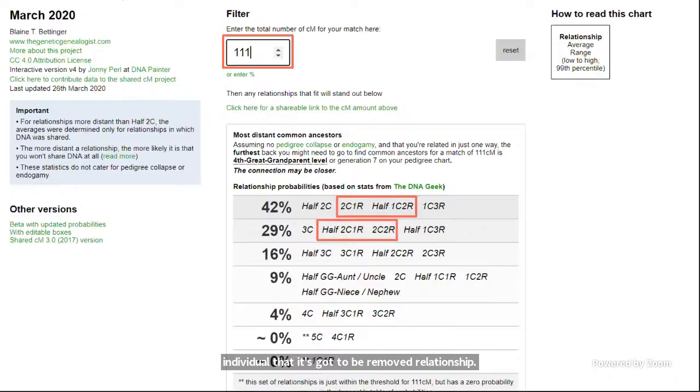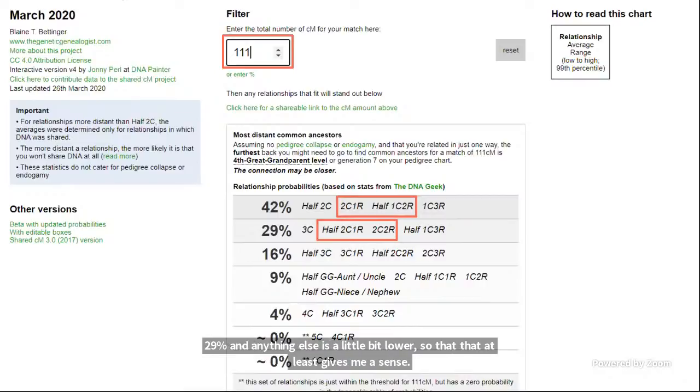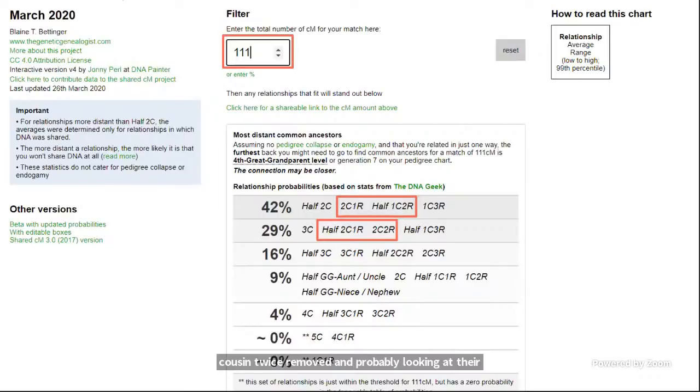So I can look at those as saying maybe a second cousin once removed, a half first cousin twice removed, a half second cousin once removed, a second cousin twice removed are my most likely relationships, with 42%, 29%, and anything else is a little bit lower. So that at least gives me a sense, okay, if it's a second cousin twice removed, I'm probably looking at their great-grandparent level to find the common ancestor. It can give you a sense of where to look in their tree to find the common ancestor. And if you're looking in their tree and it's in a very different place, too far back or too close, then you think there's something else going on.